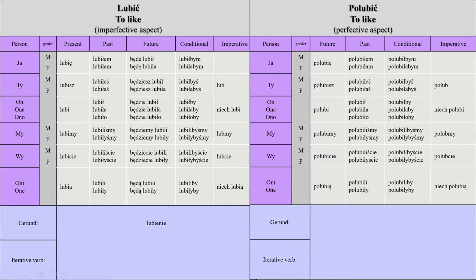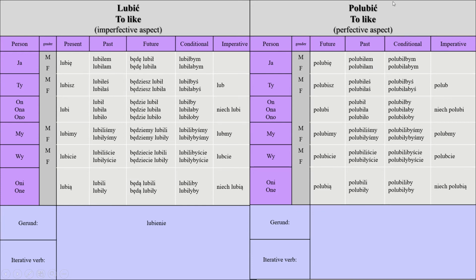So the imperfective aspect is the continuous aspect, more like lubiłem, for example, I was liking. However, here it's going to be more perfective. Polubiłem, it's going to be I liked. So that's the difference between the perfective and the imperfective.